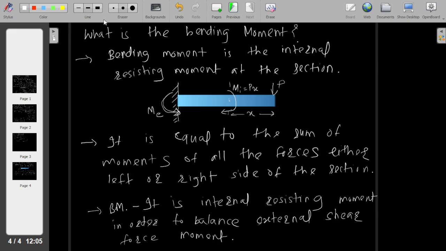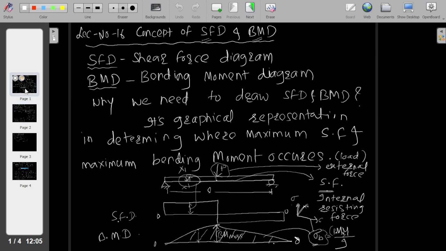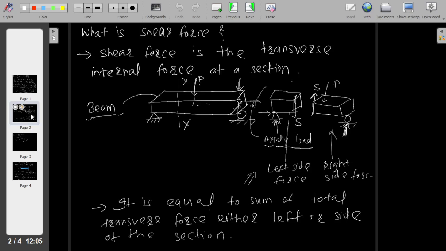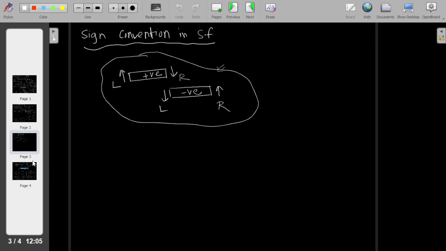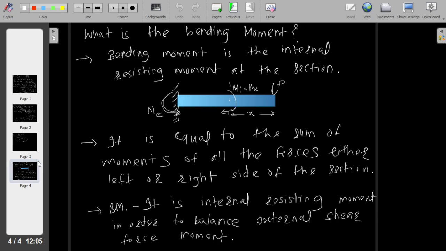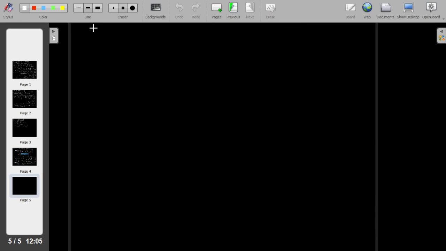Okay, we'll move ahead with understanding the shear force and bending moment diagram. What is the shear force? Let me first check what we have done. This is the concept we are looking for, the shear force diagram. Here we understood what the shear force is, and the convention we have seen. Now we'll see the sign convention for bending moment, not diagram, it is for bending moment.